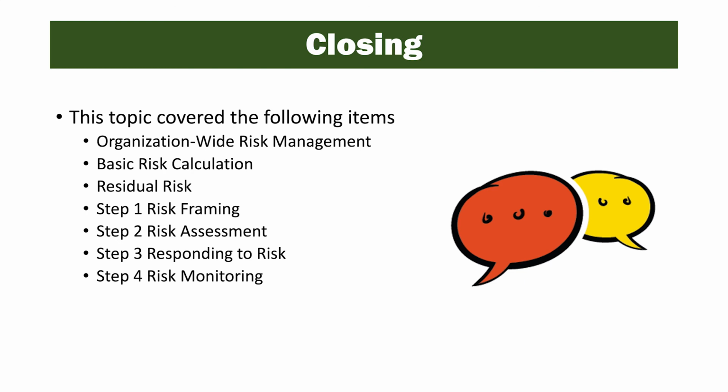In closing, in this topic, we covered organization-wide risk management, the basic risk calculation, the definition of the term residual risk, and then the 4 steps of the risk management process outlined in NIST Special Publication 839, and that is risk framing, risk assessment, responding to risk, and risk monitoring. If you want to understand more about this process, NIST Special Publication 839 is available in the reference section of this topic and also available at the NIST website.